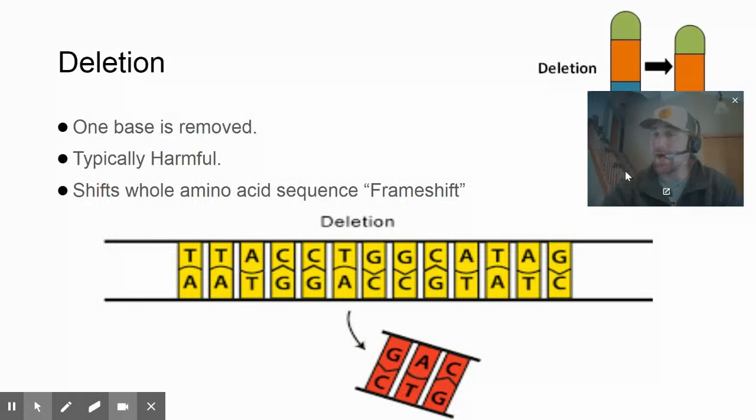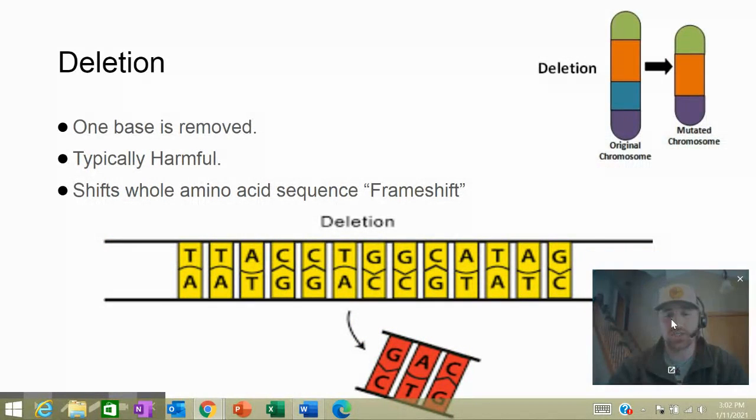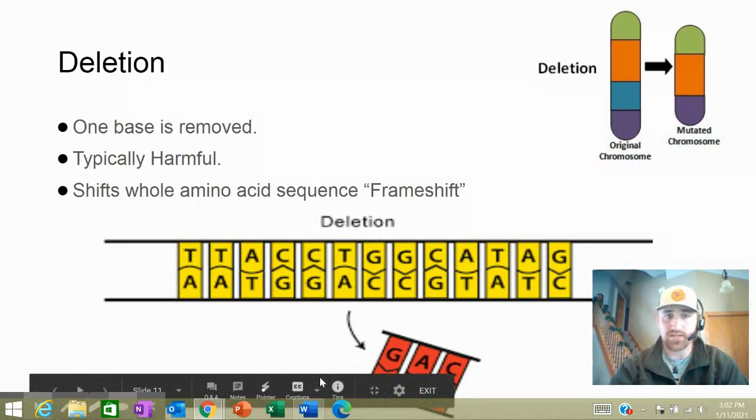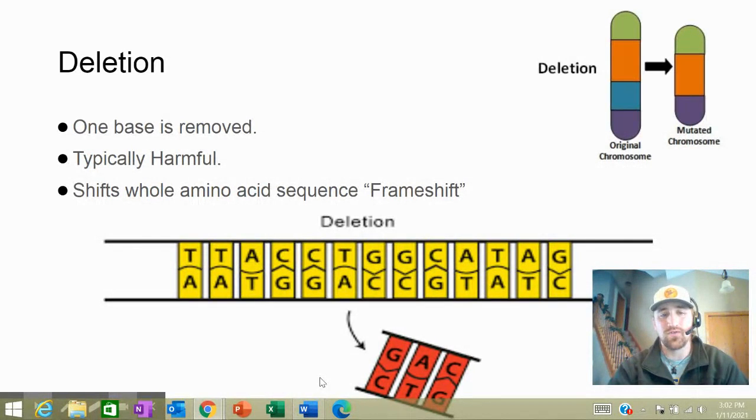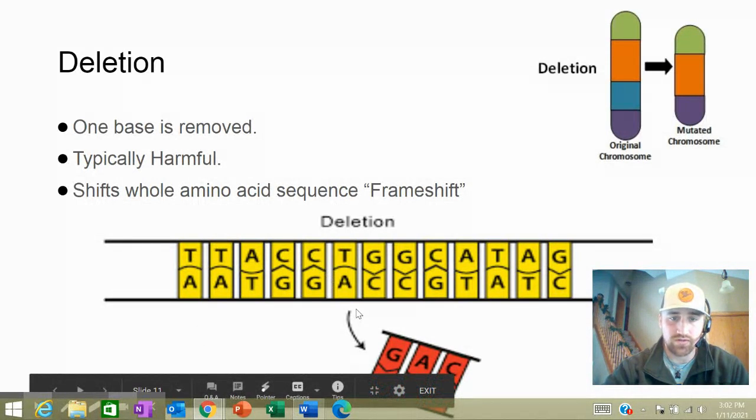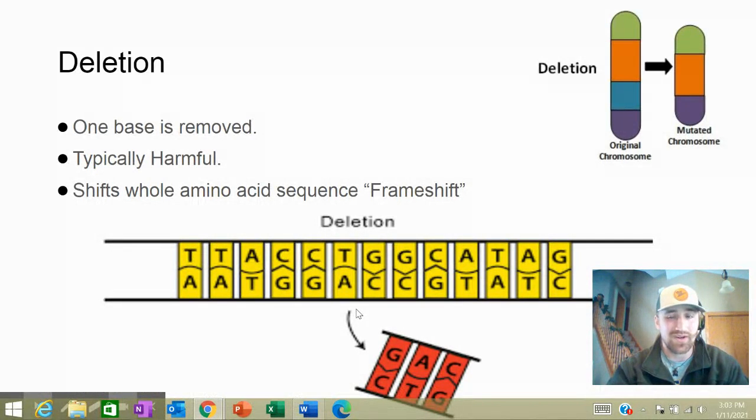The next one is the opposite of insertion. This is deletion, and we are removing a base. This is also typically harmful because, once again, we're doing a frame shift. If we get rid of 3, this condenses everything, we move things and condense. That means those amino acids that were originally supposed to be sequenced for are no longer going to get sequenced for, and we're going to make a different protein. So we have substitution, insertion, and deletion.